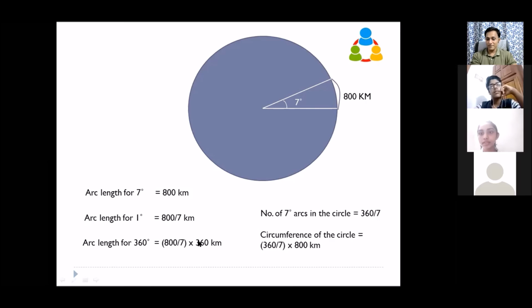See, this 800 by 7 into 360 is same as 360 by 7 into 800, right? You just replace 800.